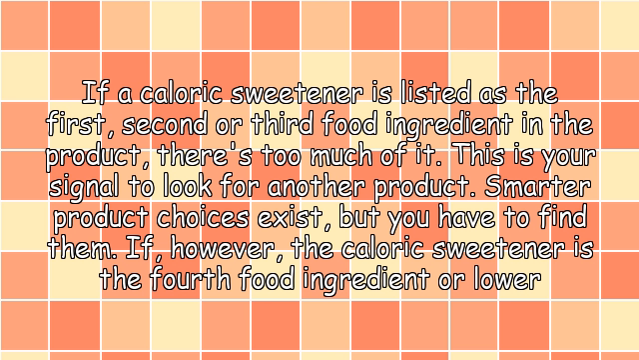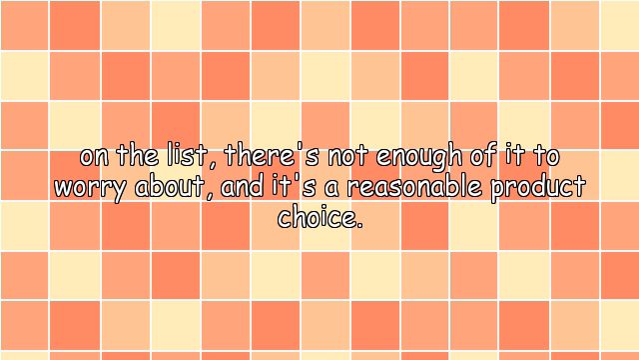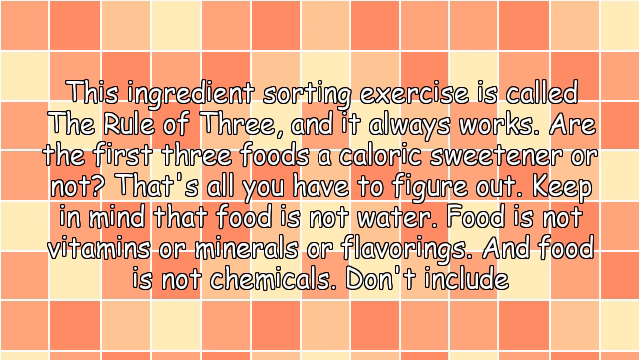Smarter product choices exist, but you have to find them. If, however, the caloric sweetener is the fourth food ingredient or lower on the list, there's not enough of it to worry about, and it's a reasonable product choice. This ingredient sorting exercise is called the Rule of Three, and it always works. Are the first three foods a caloric sweetener or not? That's all you have to figure out.